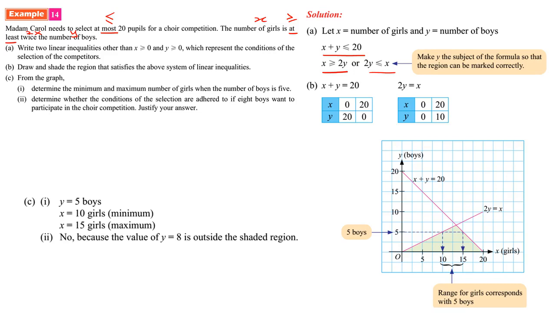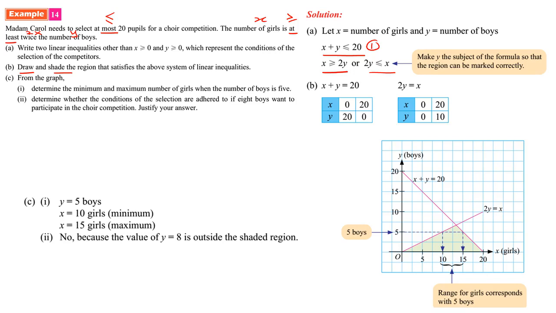Okay, now B. Draw and shade the region that satisfies the above system of linear inequalities. So we have to plot all the lines and then shade the region. Okay, draw the x-axis, y-axis. Now we draw the first straight line. We convert into linear equations. x plus y equals 20.